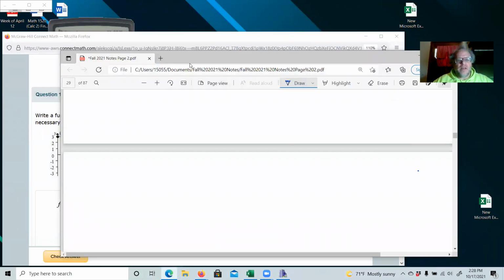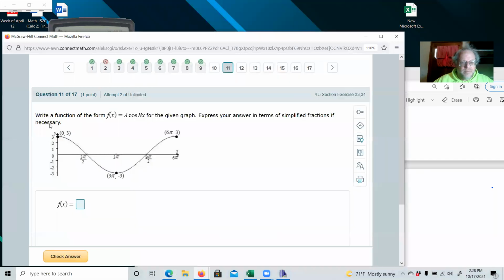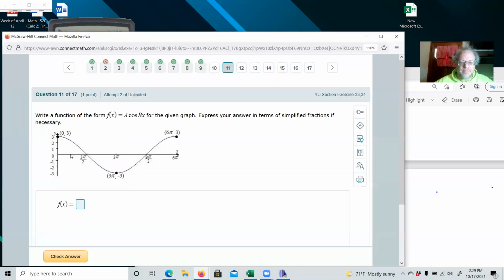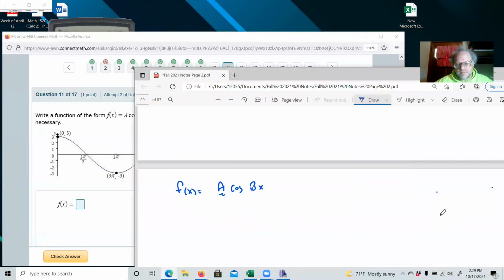All right. So to find the amplitude, it says write a function in the form a cosine bx for the given graph. Express your answers in terms of a simplified fraction. So we're going to have f of x is equal to a cosine bx. So we have to find the amplitude. So cosine, good.